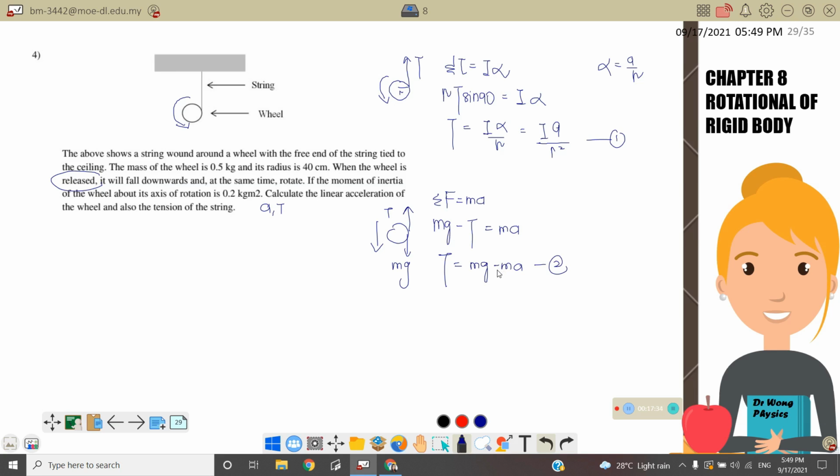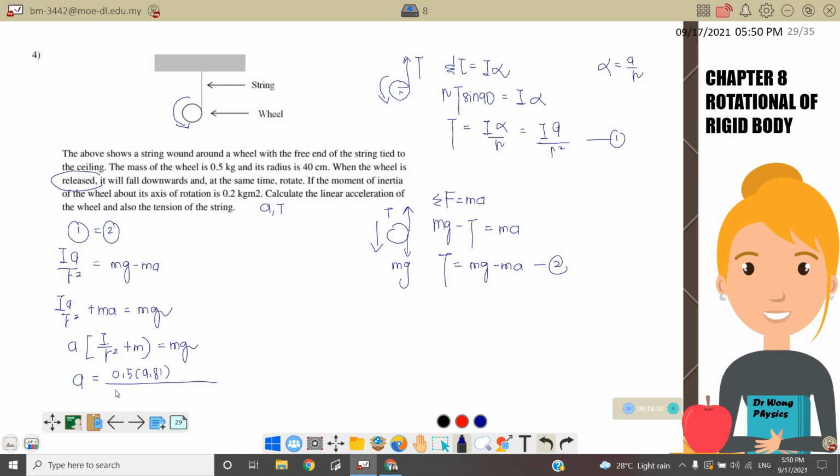So we substitute equation 1 into equation 2. I a over r squared equals mg minus ma. First, we want to find a, so we factorize out the a. I a over r squared plus ma equals mg. Therefore, a equals mg over (I over r squared plus m). Substituting: m is 0.5, g is 9.81, over I is 0.2, divided by 0.4 squared, plus m is 0.5. Our acceleration is 2.8 meters per second squared.